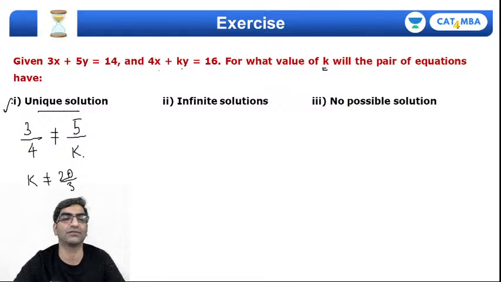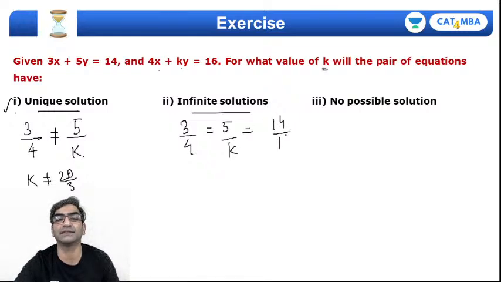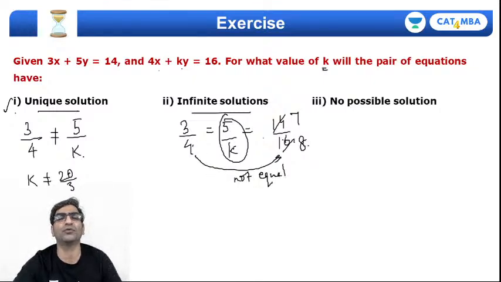That sounds straightforward. Okay. How about infinite solution? तीनों equal होने चाहिए. 3/4 should be equal to 5/k, but it also should be equal to 14/16. But यहाँ समस्या आ गई. If you ignore this, these two should also be equal, ना? But is this equal to 3/4? No, it's in fact equal to 7/8. So at the onset, these two are not equal. So, whatever value I put for k will have no difference, right? Which means infinite solutions is not possible.